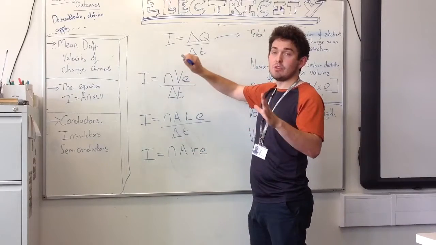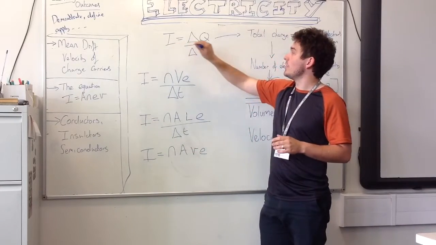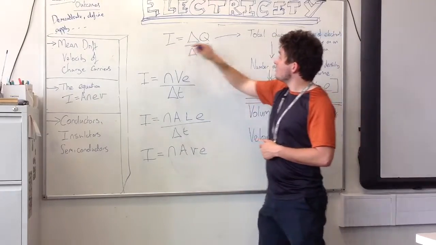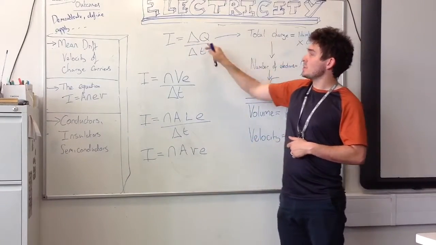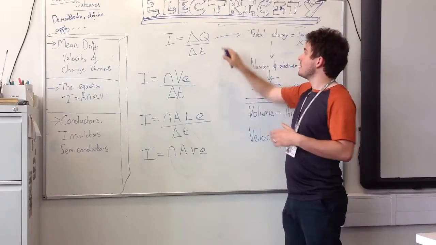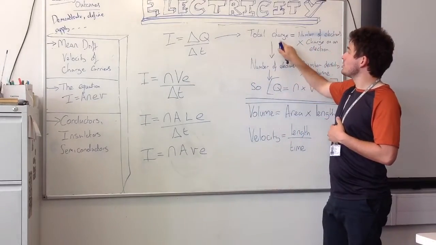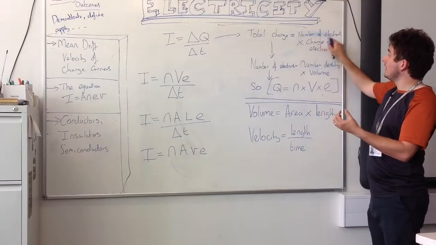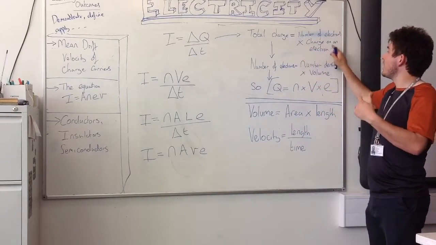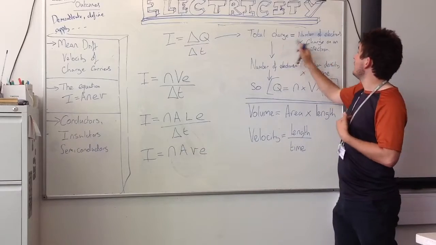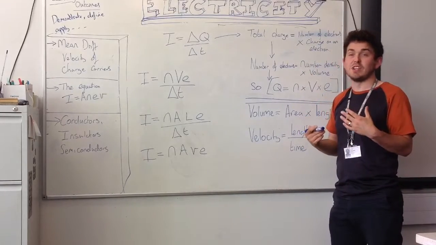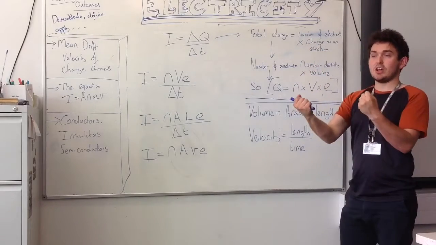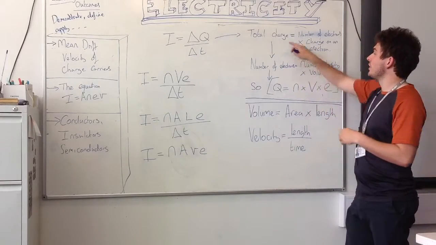So we start out with the original equation, current equals charge over time, or the rate of change of charge. And we start by thinking, how can we express these terms in a different way? We're going to think about the total charge as being equal to the number of electrons times the charge on an electron, if we think that the electrons are the only charge available to us. So the number of electrons times the charge on them, that's the total charge.